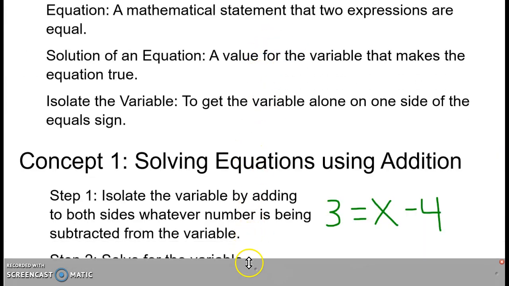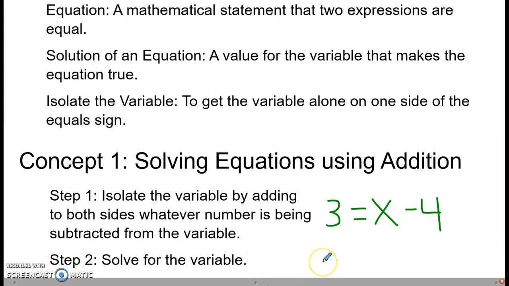First concept is solving equations using addition. We use addition to solve equations only when we have a subtraction, when we're subtracting something from the variable. So our goal is to isolate the variable, get our variable all by itself. To do that, we want to get rid of this -4 or move it away.